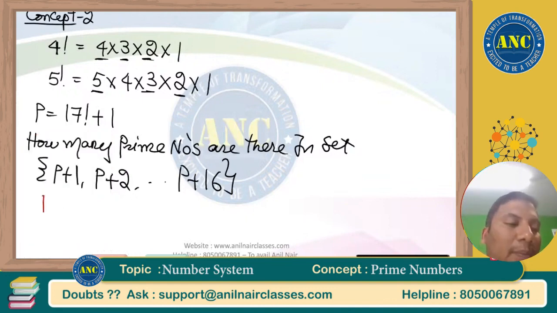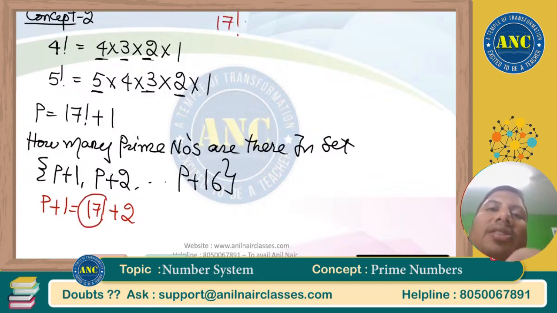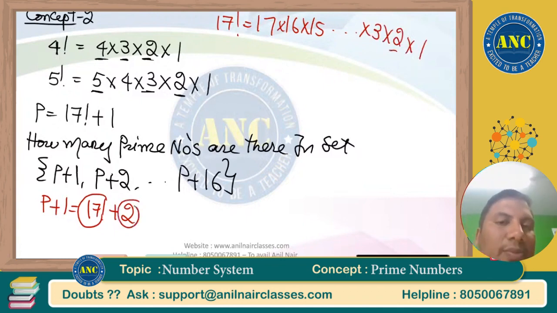Listen carefully. P plus 1 will become 17 factorial plus 1 plus 1, which is 17 factorial plus 2. 17 factorial is an even number. Why? Because 17 factorial is the product of all the natural numbers from 17 to 1, so it contains 2. This is divisible by 2.